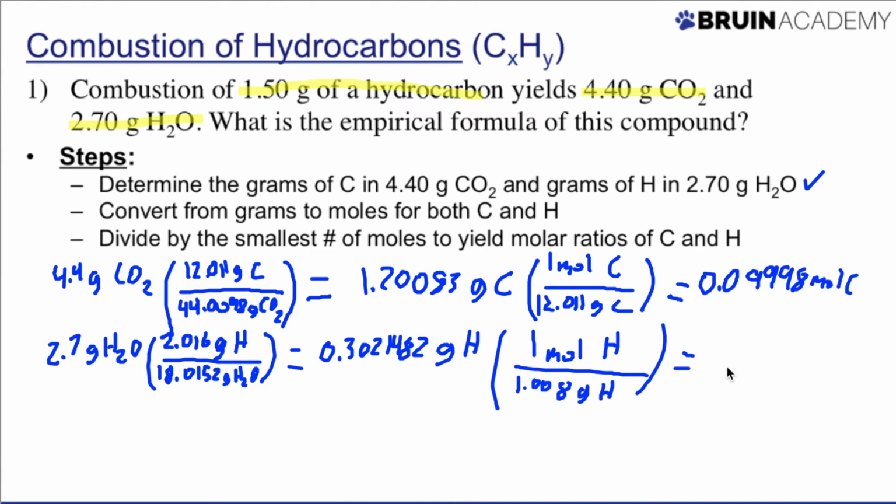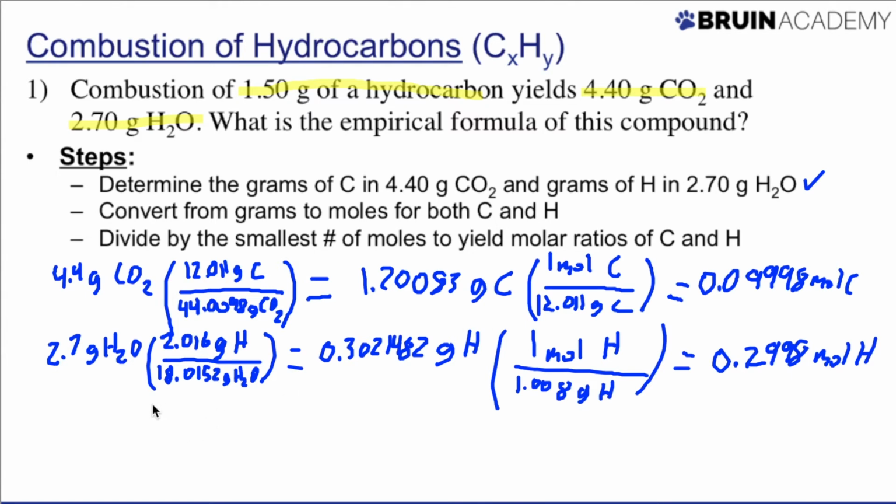And for hydrogen, I get about 0.2998. Okay? And then if you remember from the previous video where we did percent composition, our rule here is we divide by the smallest number of moles. So here our smallest number of moles is carbon, right? That's our smallest. So we're gonna divide all our values by this number.